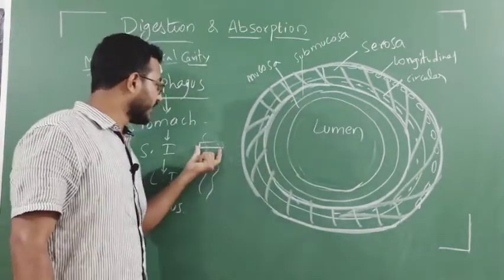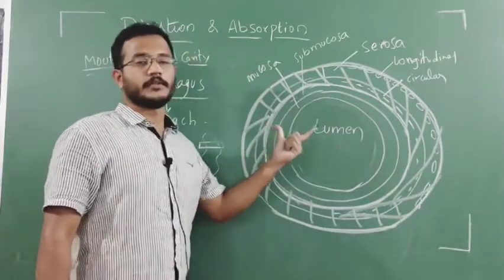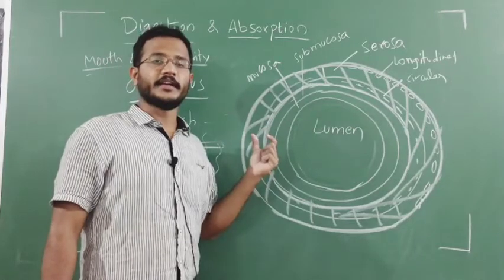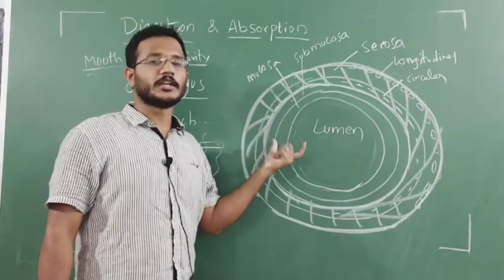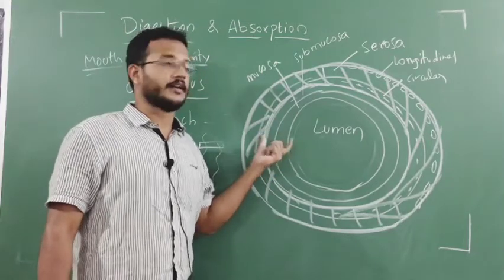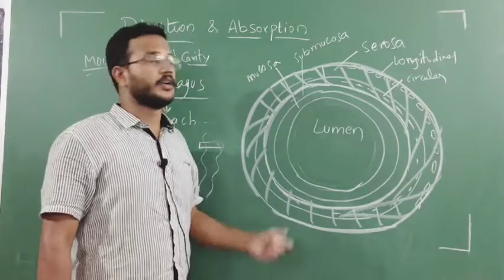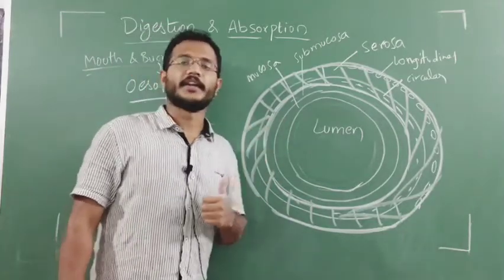So if you cut the region and observe it under the microscope, you can see all these types of layers present in the alimentary canal. This diagram is a cross section of the alimentary canal. Wherever you cut, you can find this type of organization. So this is about the anatomy of the alimentary canal.